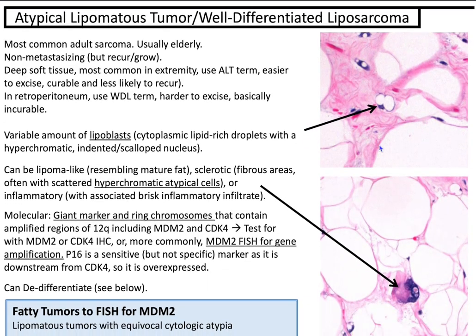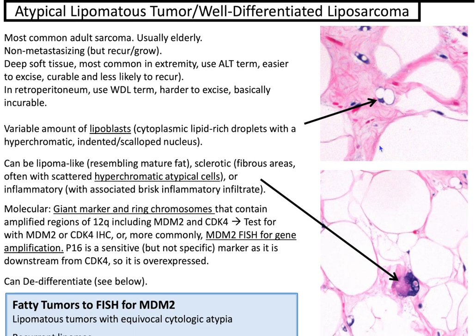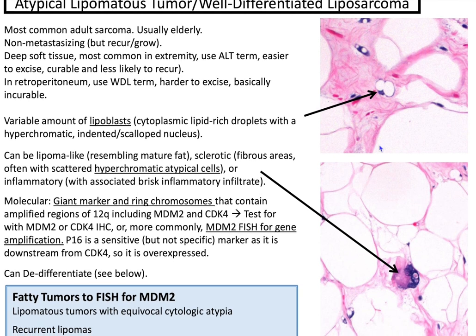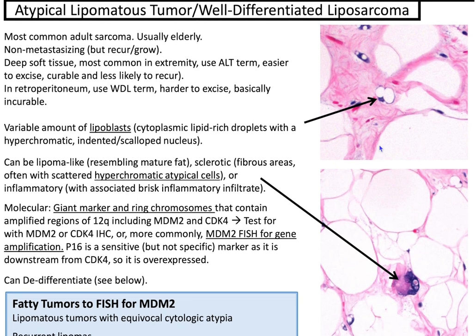All right, I've alluded to atypical lipomatous tumor and well-differentiated liposarcoma. This is the most common adult sarcoma, usually in the elderly. It is non-metastasizing, but can recur or grow. So we use the term atypical lipomatous tumor and well-differentiated liposarcoma. Why is it so long? Well, it's because this tumor in the extremities, we'll call atypical lipomatous tumor because it's easier to resect. But if it's in the retroperitoneum, we'll use well-differentiated liposarcoma. So it's the same entity, but location-wise, they are different.